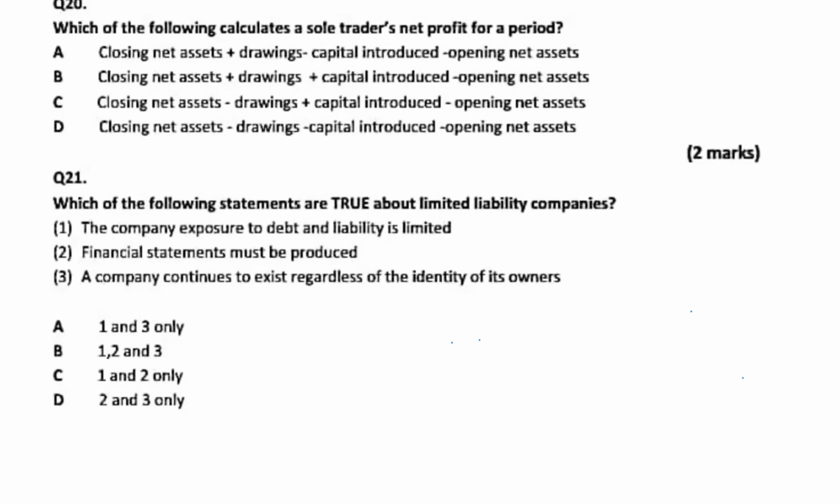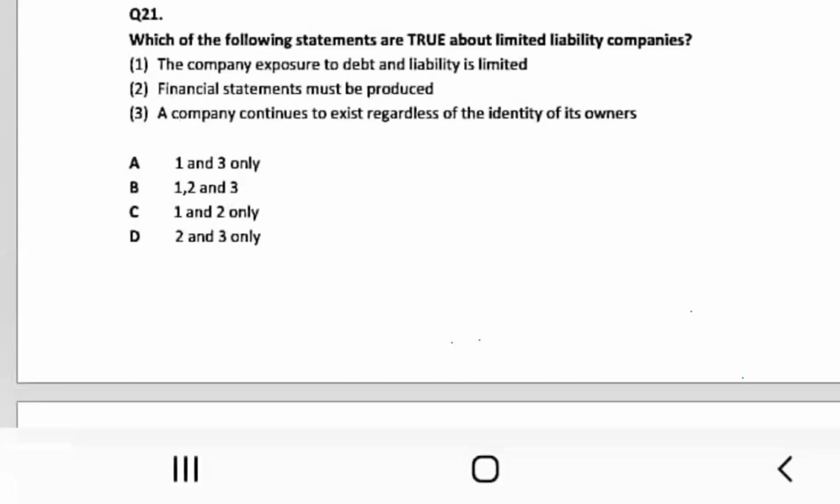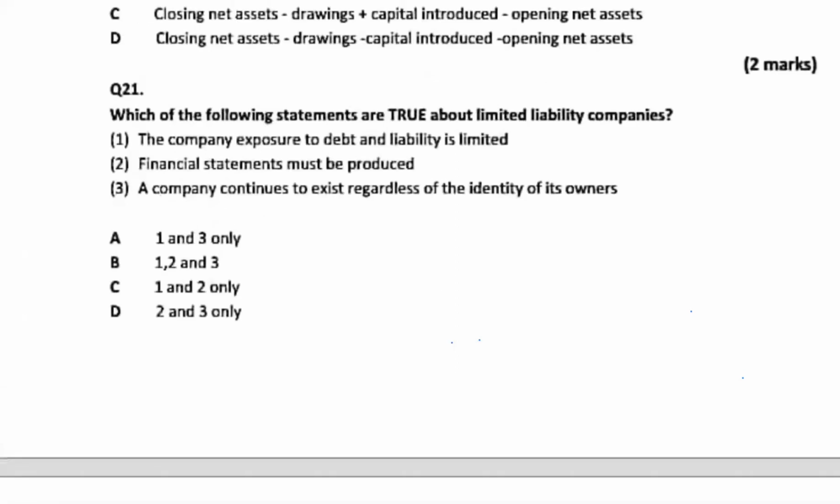I'll go with A. You're going with the A? Yes, sir. Why do you say so? Though financial statements must be produced somehow, but we're not sure. So I think not part of unlimited companies. But these two, I'm very sure of them. Okay. What about others?